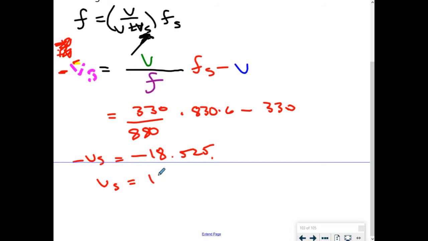What speed do you need to travel? That's in meters per second. Oh, I didn't write that very well. There we go. Meters per second. If you can run basically 18 meters per second, you could catch up to your own sound waves and make it go up a semitone, if you know how that music works. Which is ridiculous, because I don't think anyone's going to be able to run 18 meters per second.